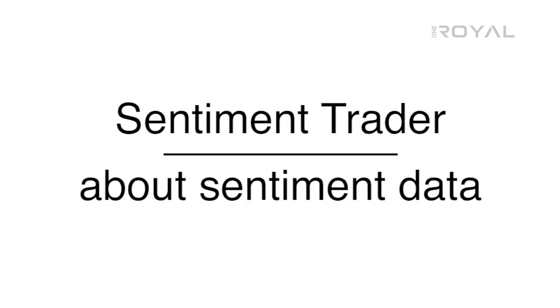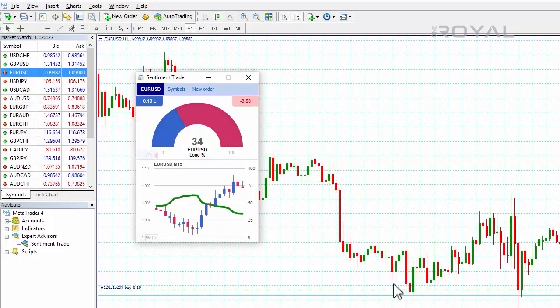About sentiment data. The Sentiment Trader displays information about long-short sentiment, the percentage of traders who currently have an open buy or sell position in a symbol. For example, the Sentiment Trader here shows that euro-dollar is 34% long.